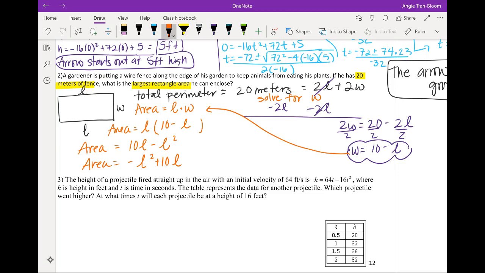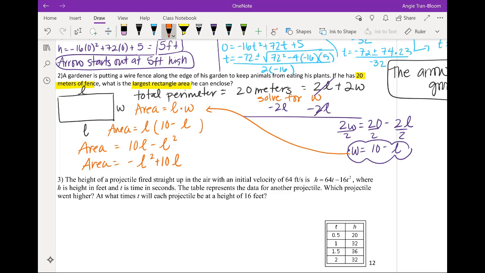Okay, well, what shape is this? Graph it out. It's a parabola, because it's squared. Opening up or opening downward? Opening downward. The input is L. That represents what again? The length. The input is the length. What's the output? The output is area. I'm looking for the biggest area.